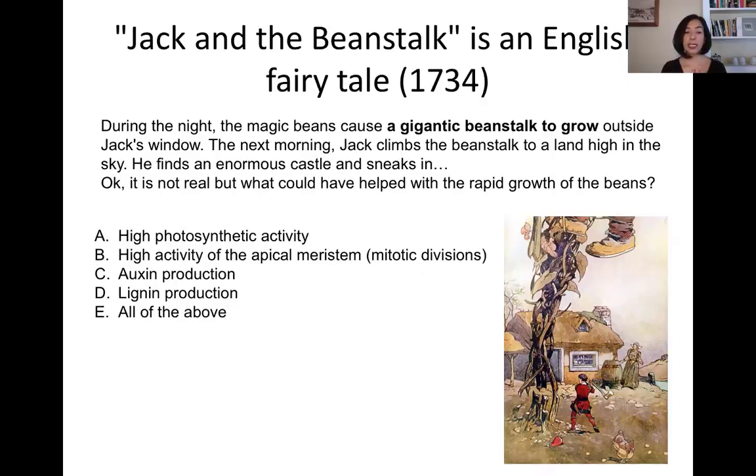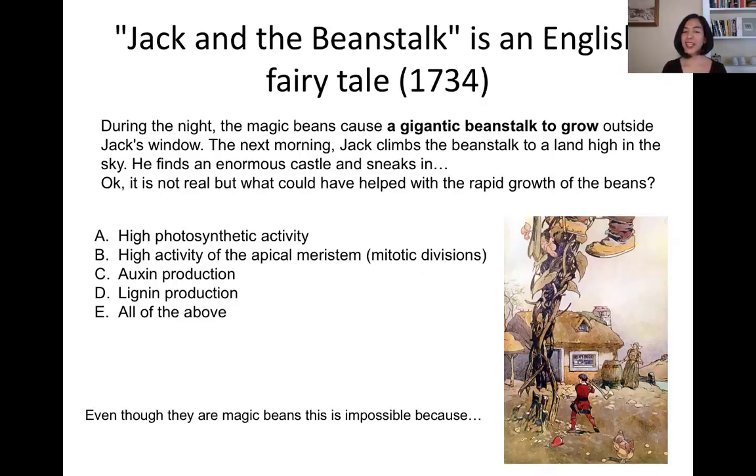Lignin production, lignin will add support to the cells, right? You find this lignin in the xylem and in other parts of the plant that provide extra support. So that will add extra support to the growing beans. And auxin production, we haven't covered it, but that's a type of phytoregulator or phytohormone, a plant hormone, that produces elongation of the shoots and roots. So all of the above is the right answer.